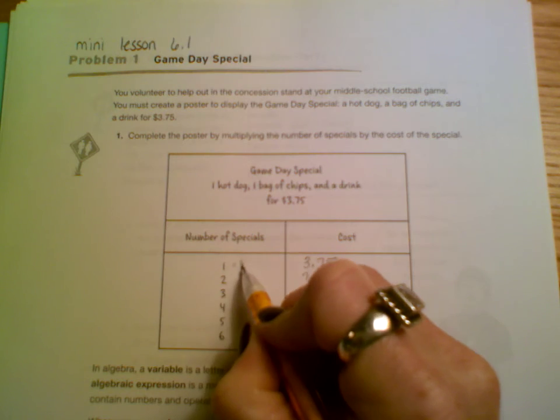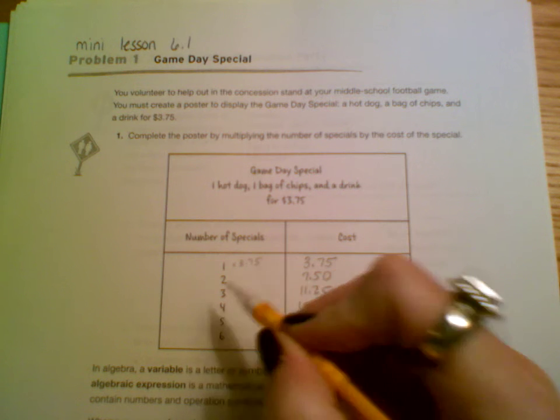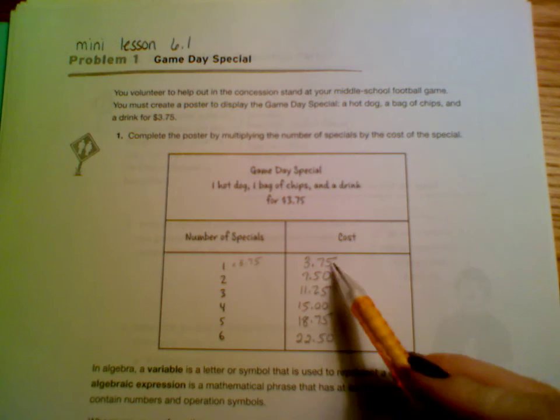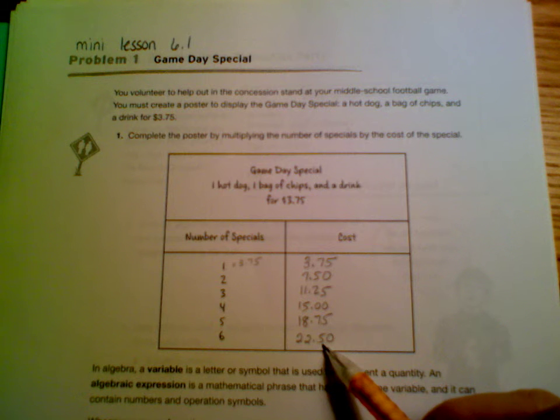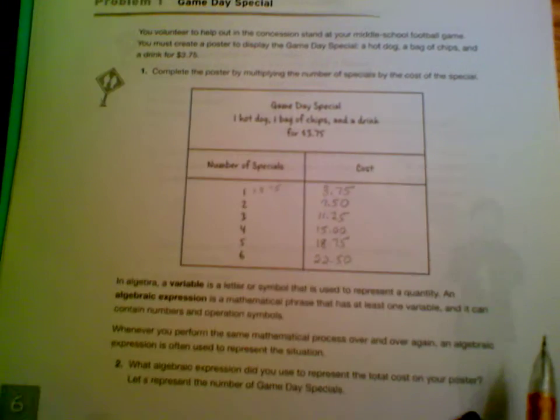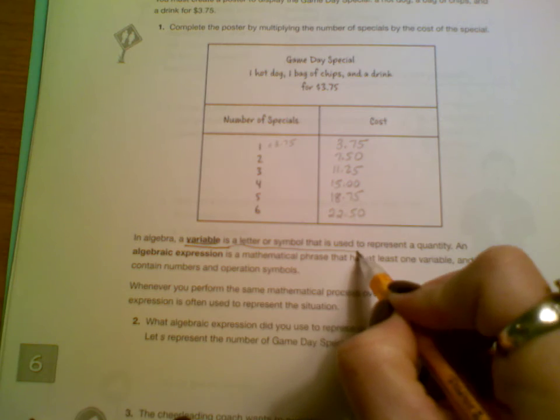So I already did that. I took everything in this column, multiplied it by $3.75 to get the answers here for cost. So in algebra, a variable is a letter or symbol that is used to represent a quantity.